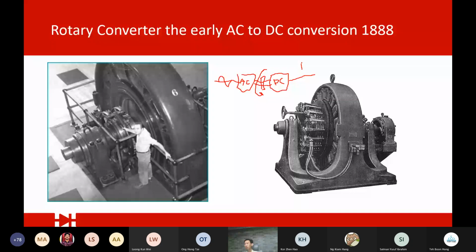This is the very old days of AC to DC converters. No semiconductor, no diode, no switching involved. They simply made use of two different types of machine to do the conversion. This is the very first type of AC to DC conversion. Among the four types of power electronic converter, the AC to DC was in fact the first converter, but not in the form of power electronics.